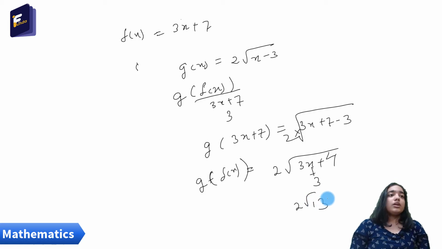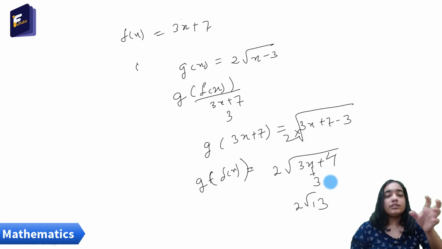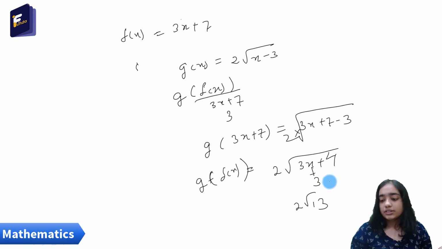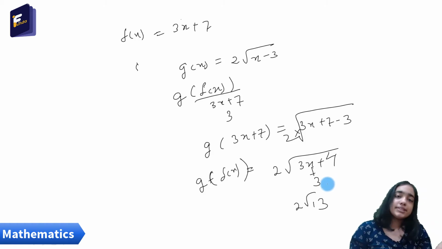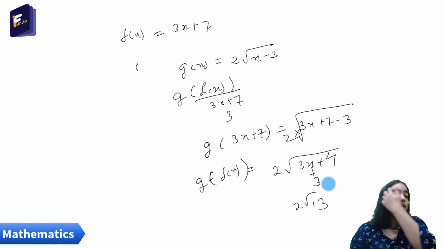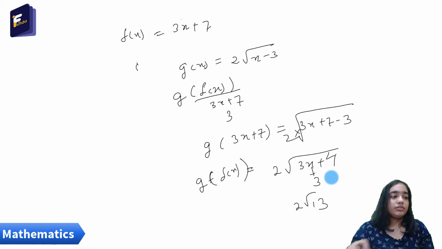As you can see, g of f of x and f of g of x, the value at 3 is coming different. Last time we got 7 and this time we are getting 2 root 13. So it shows that f of g of x and g of f of x are not the same functions. They may be the same, they may be different. So you cannot say that g of f of x and f of g of x are both the same thing. Those two may be different. So let's go to another question.